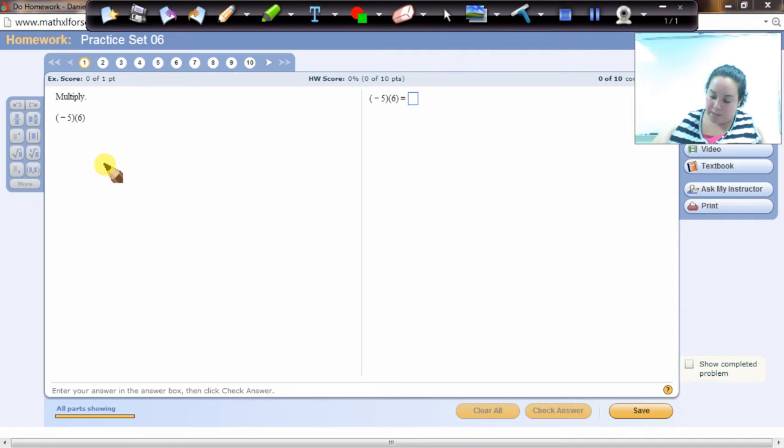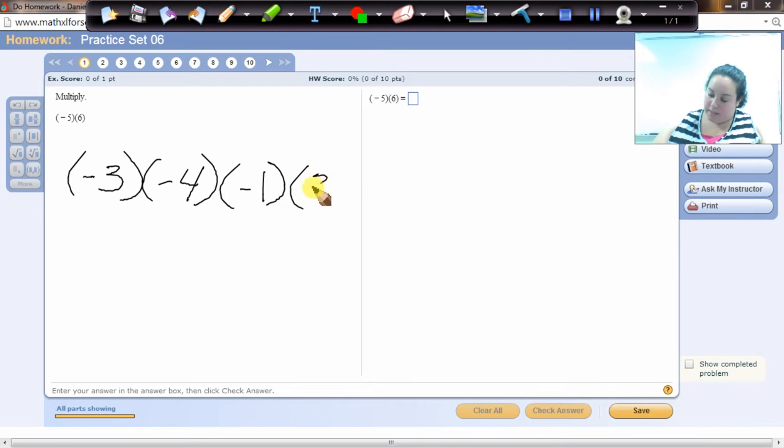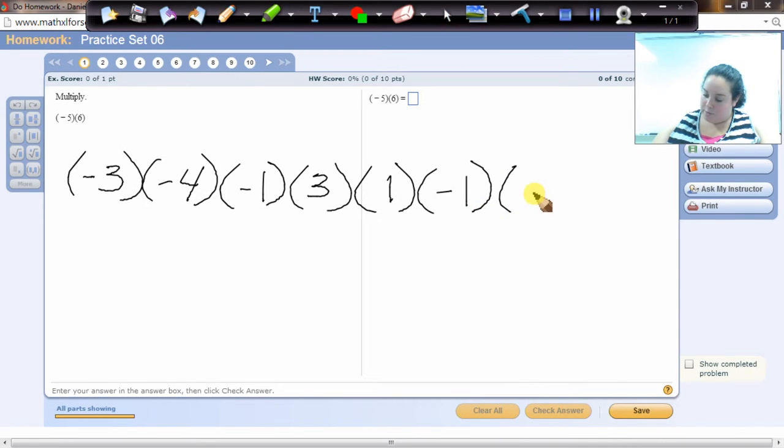Okay, if you have a long string of numbers, let's say negative 3 times negative 4 times negative 1 times 3 times 1 times negative 1 times negative 1 again. Then you just multiply the numbers, 3 times 4 times 1 times 3 times 1 times 1 times 1. Forgetting about the signs, just multiply all the numbers. So 12 times 3, 36.